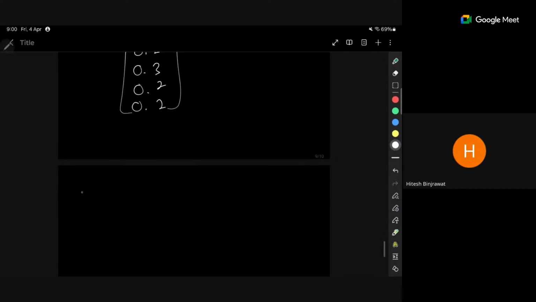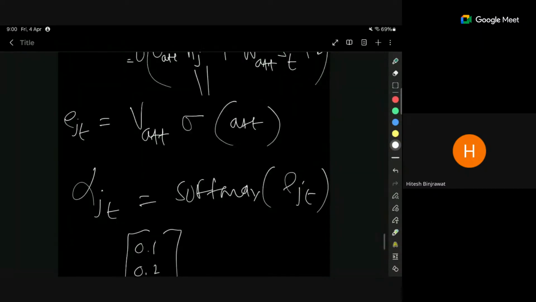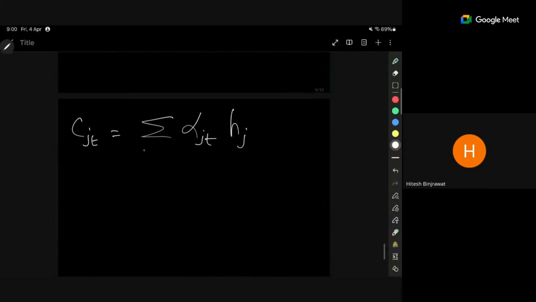Now what I have to do is find CJT. CJT is the summation of alpha JT multiplied with H J. J is what I'm using for the encoder, and T I'm using for the decoder. So J will go from 1 to whatever numbers are there at each timestamp. This is the value of CJT which you'll get.